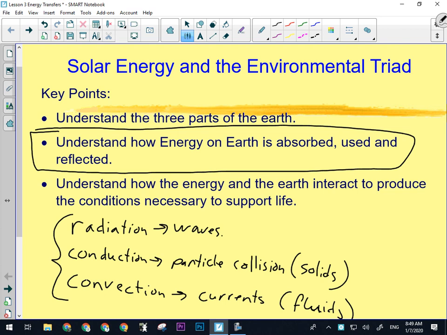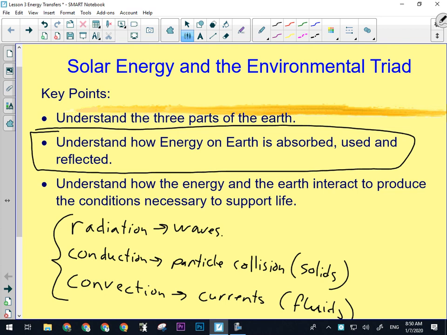Those are the three fates. That's what we call them. Three fates of energy when it reaches the Earth. The three fates are absorption, reflection, conversion. Conversion is always through photosynthesis. Now, what kind of things could affect how much energy gets absorbed versus reflected?